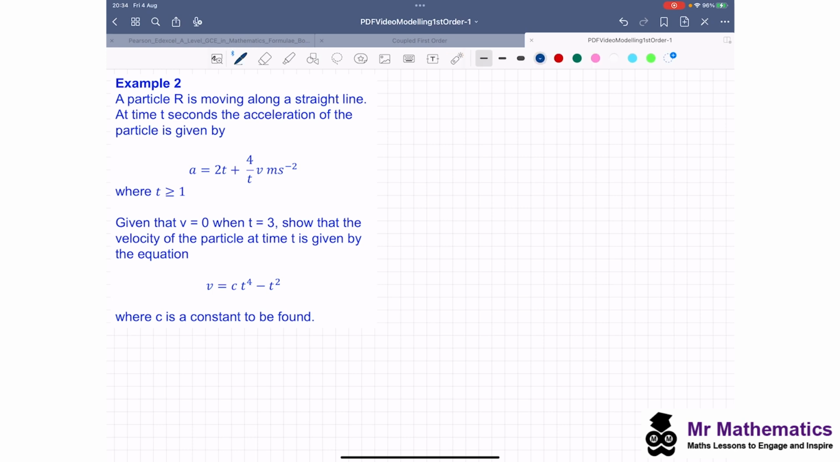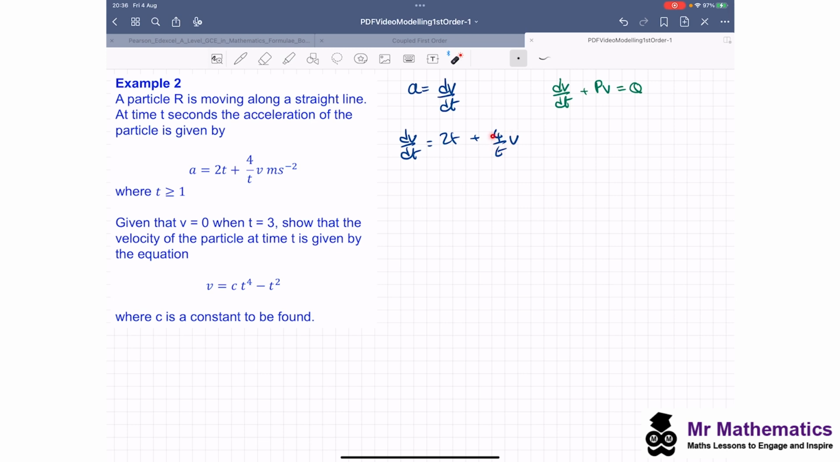So we're going to use a different approach with this question, but we know that the acceleration is still the rate of change of velocity with respect to time. So we can rewrite this as dv by dt is equal to 2t plus 4 over t times the velocity. And in a previous lesson, we learned how to solve differential equations like this using an integrating factor. We need to make it look of the form dv by dt plus pv is equal to q, where p and q are functions of time.